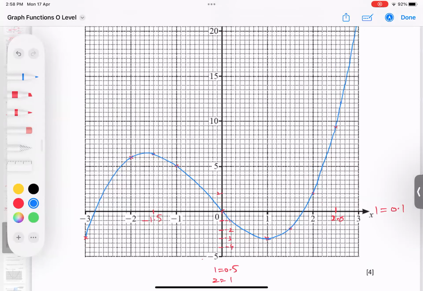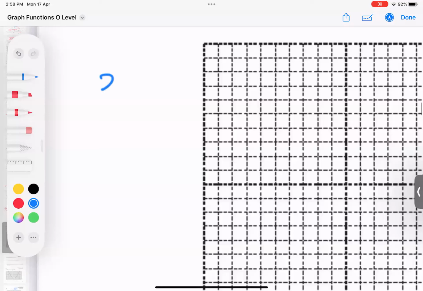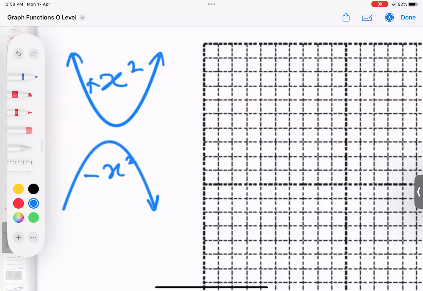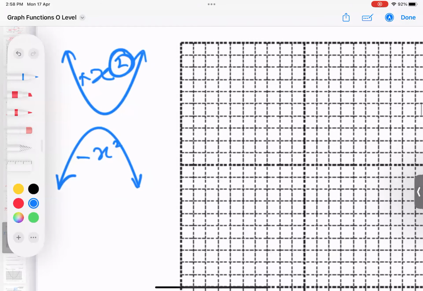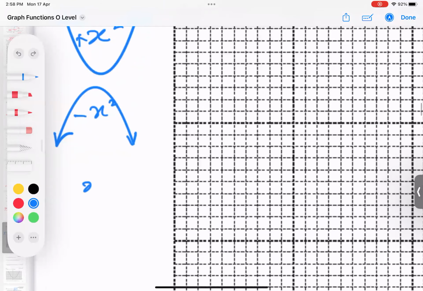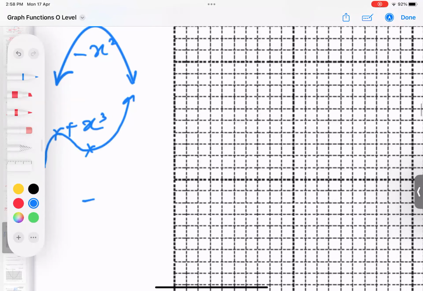And I discussed before, I repeat again. Whenever x squared is positive, we have this kind of curve. When you have a negative x squared, we have this kind of curve. And what is the power? Power 2 has one turning point, one less than the power. If we have a positive x cubed, we have this kind of curve. And when you have a negative x cubed, we have this kind of turning points.